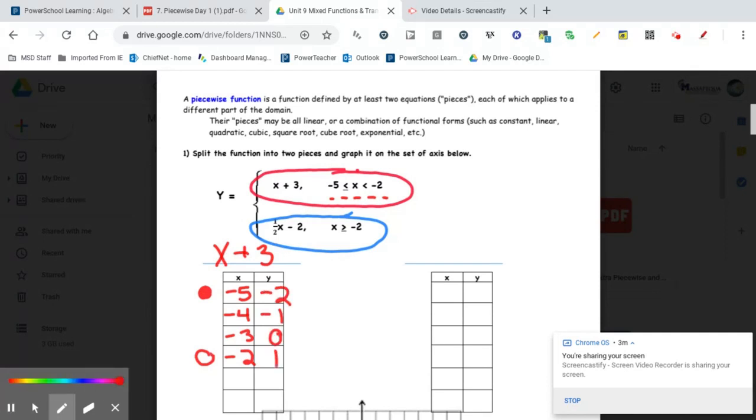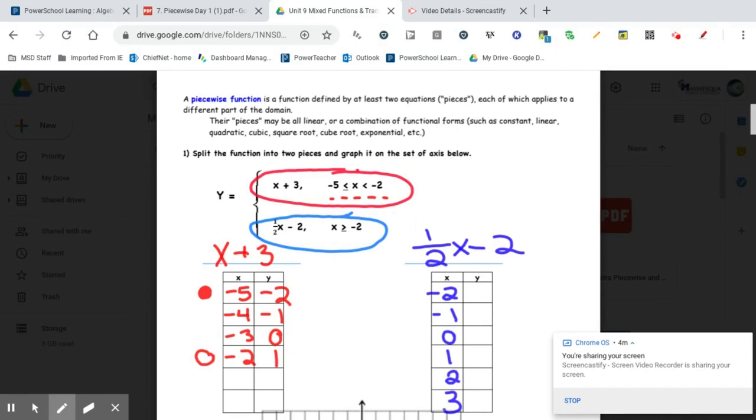Okay, check your work. Hopefully you have the same values as I do. And then we can go ahead and do the same thing for the other equation. So the other equation is 1/2 x minus 2. And we're going to do it for all values greater than or equal to negative 2. So we'll put negative 2 first, and let's just finish filling out the table. So the next number greater than negative 2 is going to be negative 1, then 0, then 1, then 2, and finally 3.